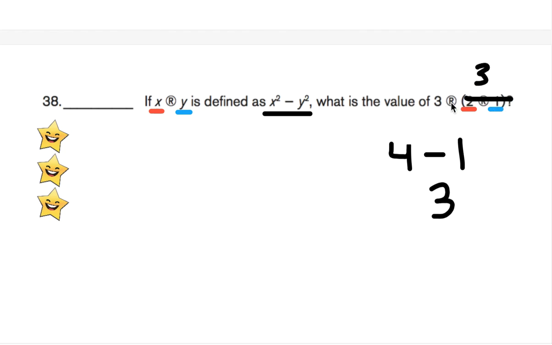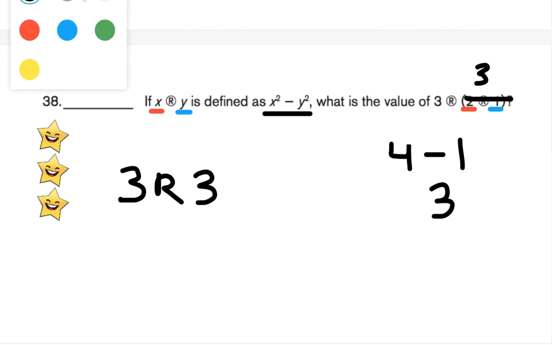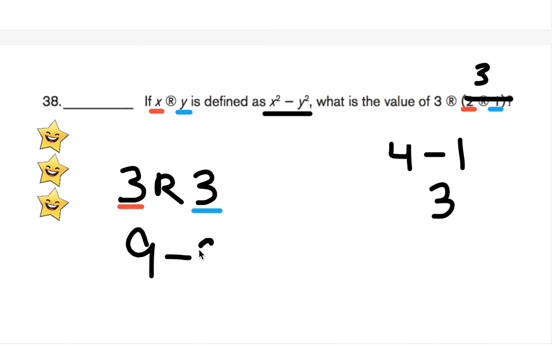So I'm going to replace it with 3, and now we have to evaluate the function one more time. We have 3r3. So we have 3 in both slots. And so when we plug those in, we're going to get 3 squared minus 3 squared, which is 9 minus 9, which is 0. That's our final answer.